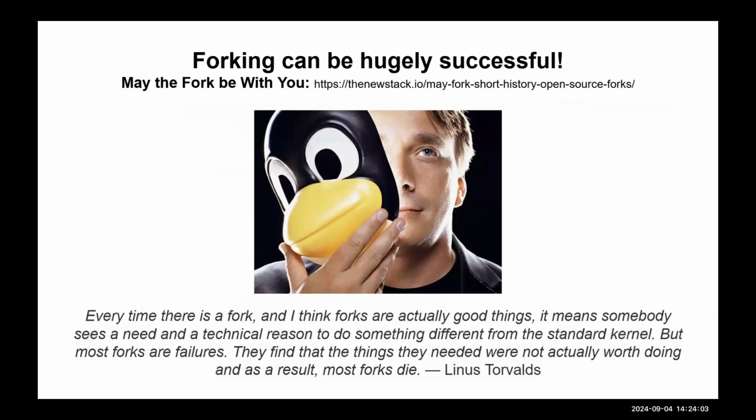So Linus Torvalds has a quote, which is kind of a circuitous quote. Every time there is a fork, and I think forks are actually good things, it means somebody sees a need and a technical reason to do something different from the standard kernel, which means if I have Chromium up on GitHub with an open source license and I say, make forks and go forth and make different versions of this as you see fit, people will embrace that work, that project, because they see some value in building on top of it. So that's good. But most forks are failures.